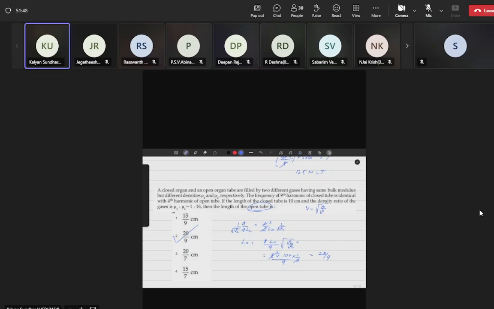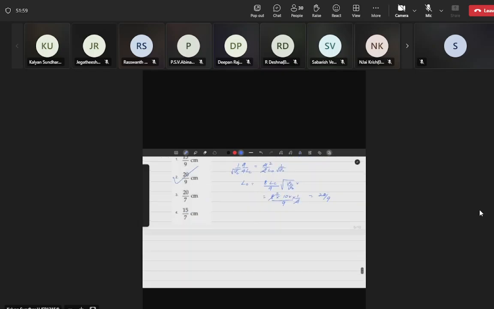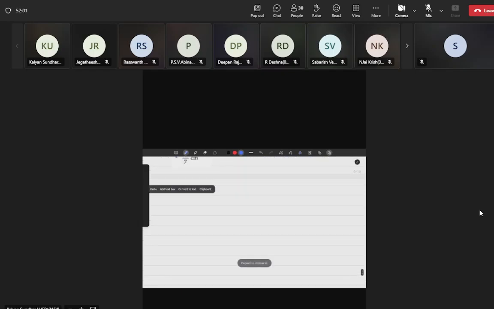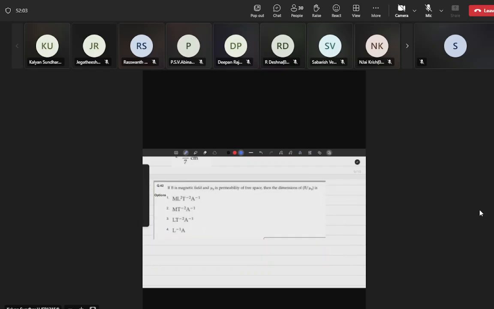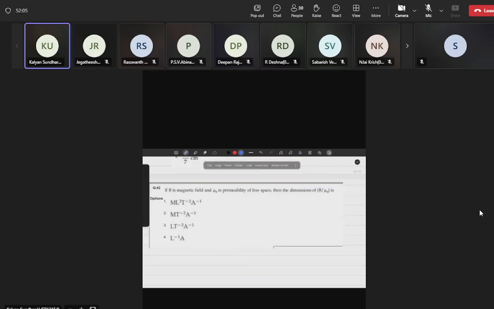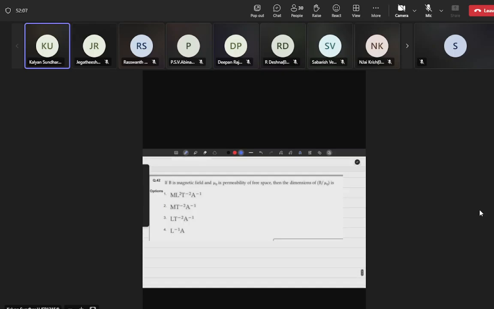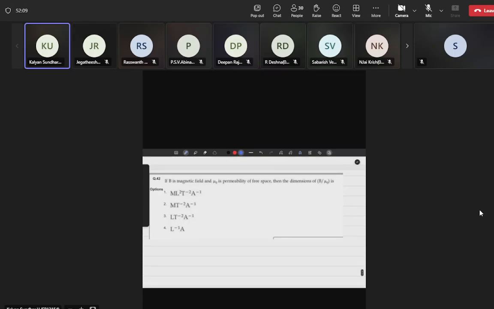In 10th, have you studied about the magnetic field inside a solenoid? Do you remember? This question is actually based on that. If B is the magnetic field of a solenoid and mu naught is the permeability of free space, then they are asking for the dimension of B by mu naught.